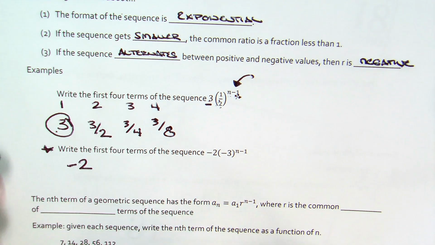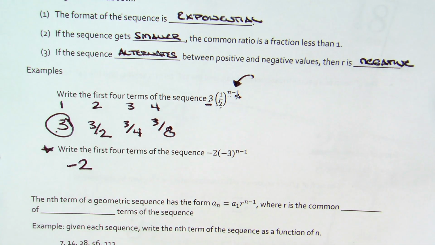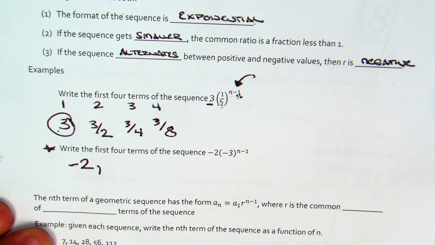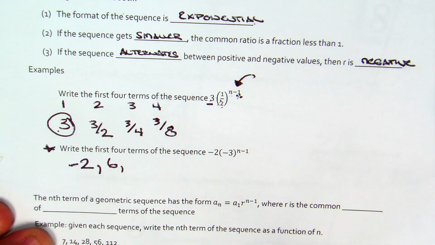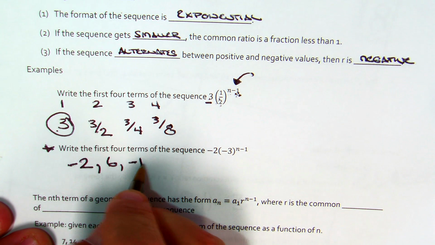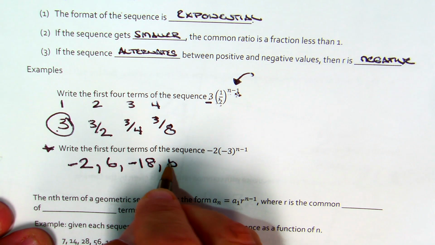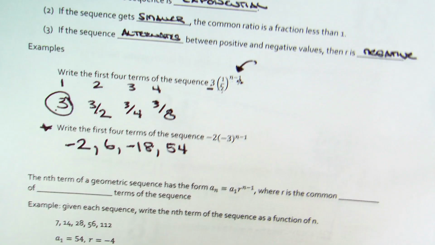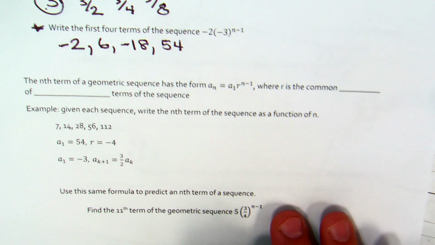Everybody good with -2 being the first term? It'll always be the number on the outside. Sorry to take you away from your cell phone for a second. So, when I plugged in 2, 2 minus 1 is 1. -3 to the 1 is -3, I get 6. Notice, what did I multiply by? The base, the exponent, which is -3. So the next one is -18 and then 54. Good? Okay.